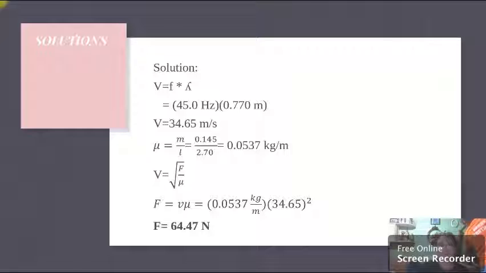And then we're going to look for mu, and we're going to use the equation mass over length. We're given the value of 0.145 for mass and the length of 2.70. So we're just going to divide these, and we're going to arrive at an answer of 0.0537 kilogram per meter. Actually, this one is the linear density of the rope.